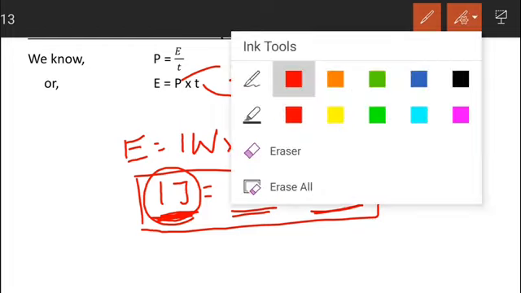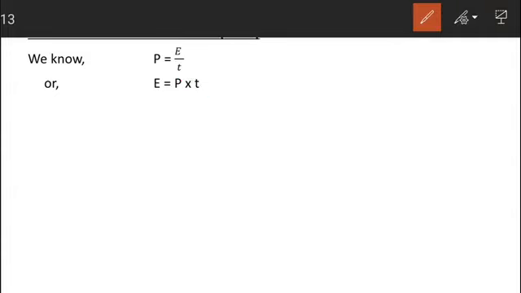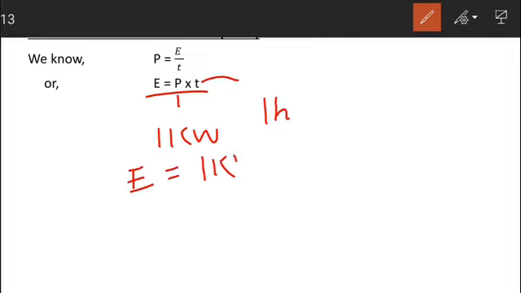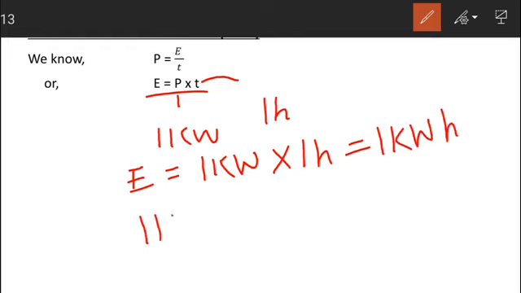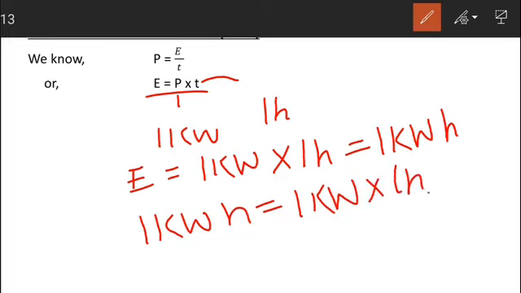Now let us try to define the commercial unit of energy, that is kilowatt hour, with the help of this expression. Now here if we put in place of P 1 kilowatt and in place of time we put 1 hour, then what we get? Energy E equal to 1 kilowatt into 1 hour. So it is equal to 1 kilowatt hour. That is, we can write 1 kilowatt hour equal to 1 kilowatt into 1 hour.